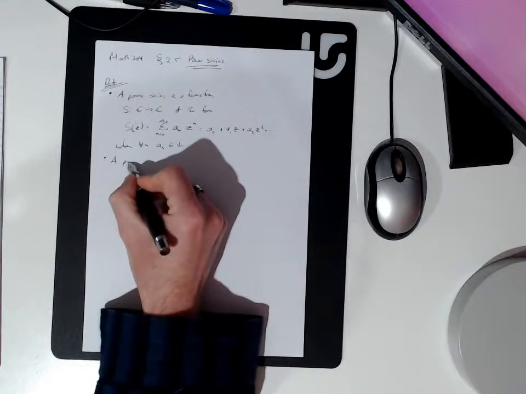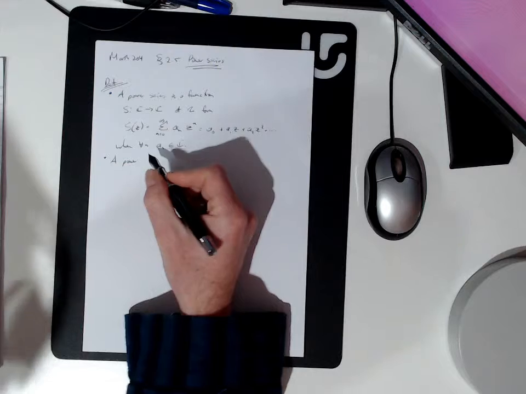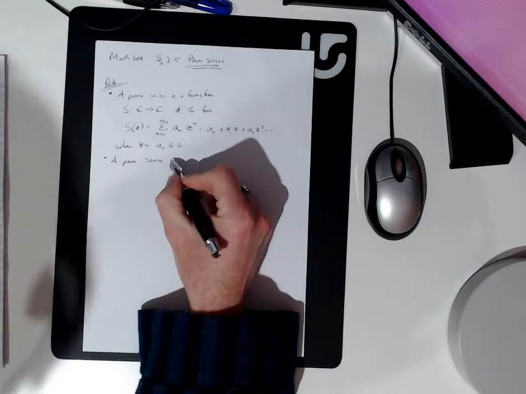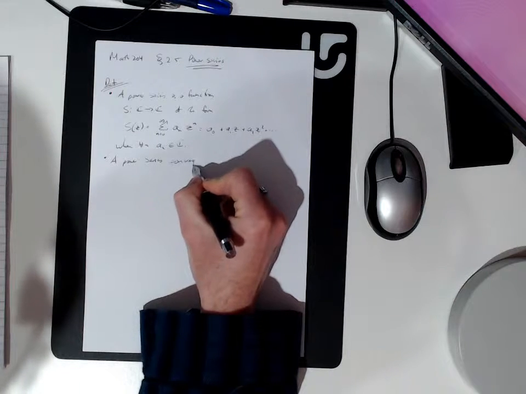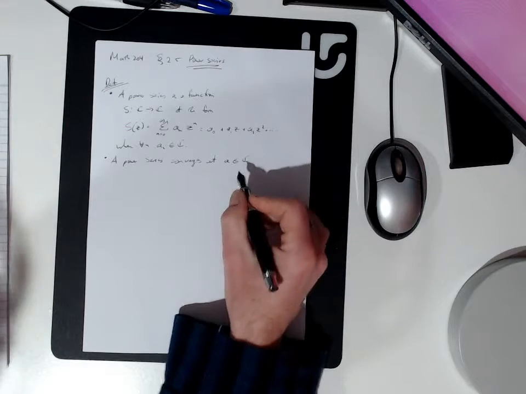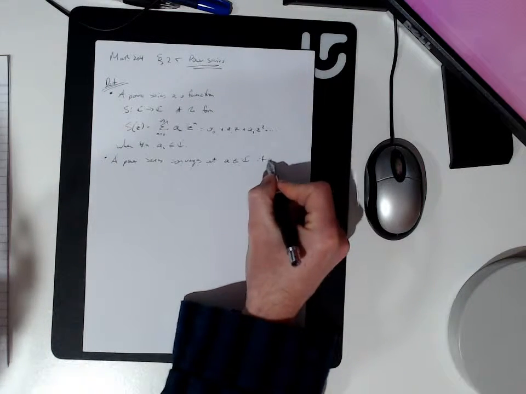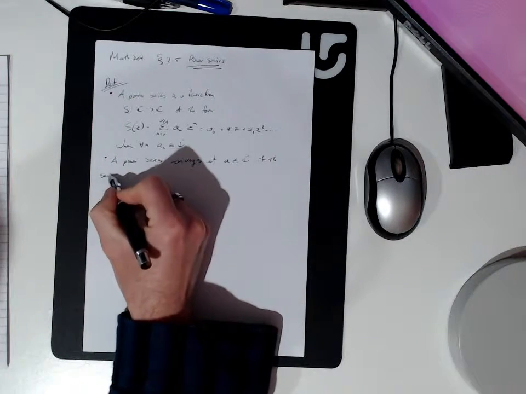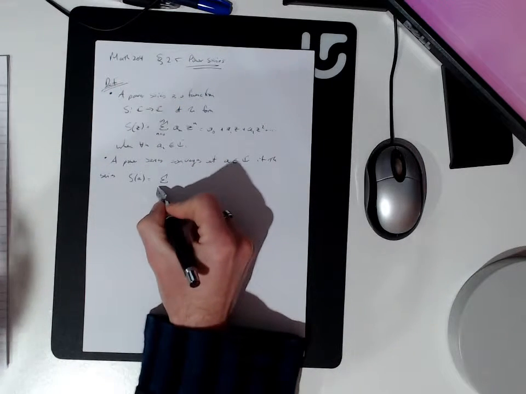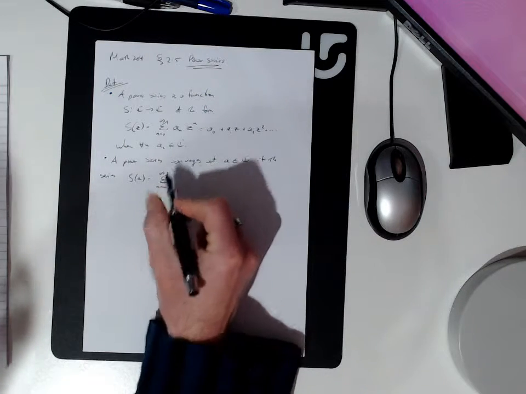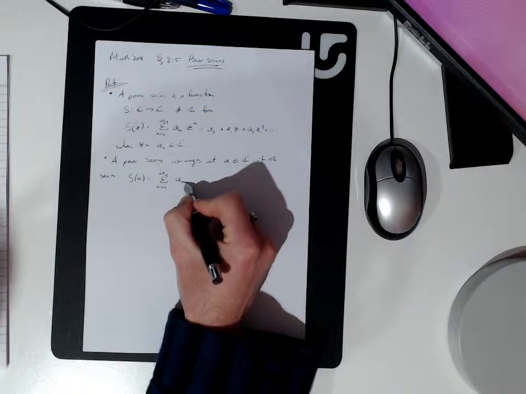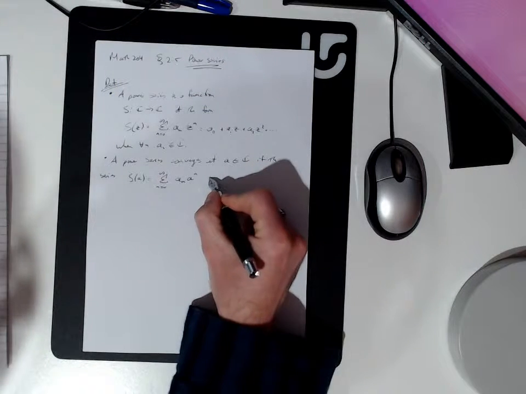A power series, so these definitions are going to be things that you've seen before. A power series converges at a inside the complex numbers if the series S(a) equals the sum from n equals 0 to infinity, sometimes I'm going to leave the bounds off because they'll be implied by the context, of a to the n converges.